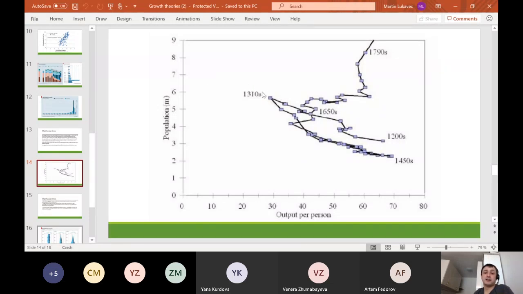Then in the 1310s, there was a period of wars connected with some spreads of disease, and the population went down substantially. At the same time, the output per person grew really substantially. And then the cycle repeated once more, all the way to the 1650s, when, as I said before, there was a period in Europe when the economy went through really long periods of productivity increases.